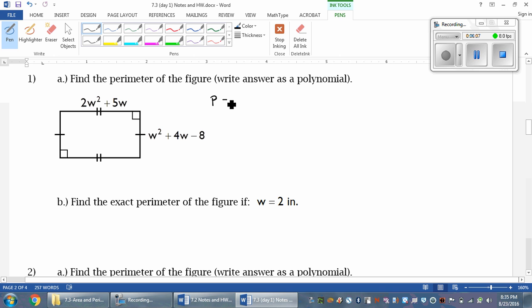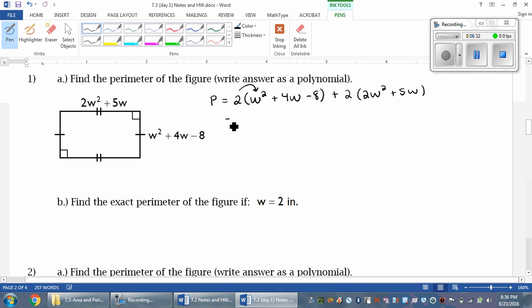To find the perimeter, I'm going to start with P equals 2 times my one side length of w squared plus 4w minus 8. And I add it to, because remember the perimeter is adding up all the distance around the figure, plus 2 times my other side length, 2 times w squared plus 5w. From here, I'm just going to distribute and combine like terms.